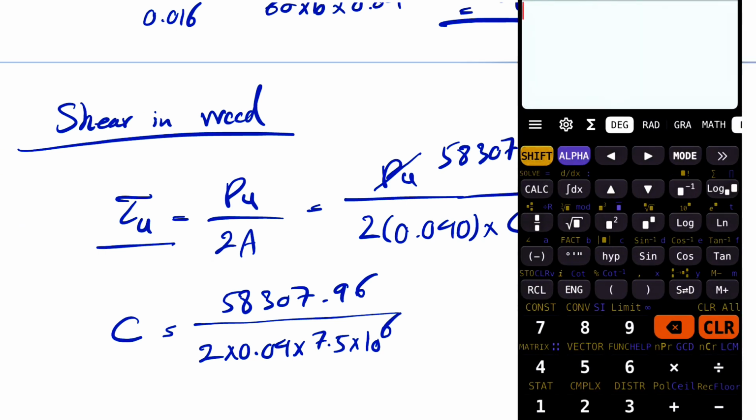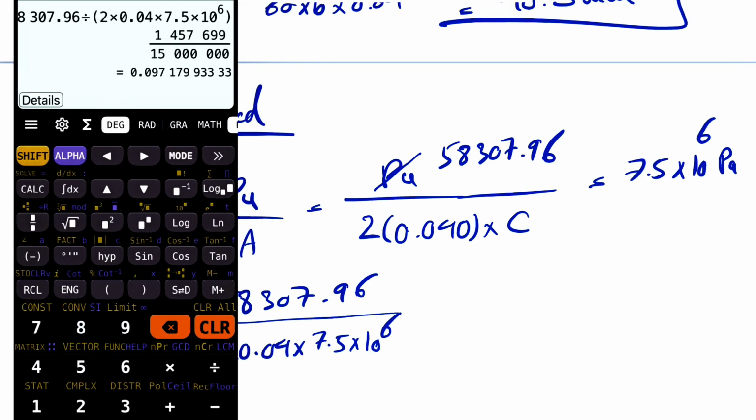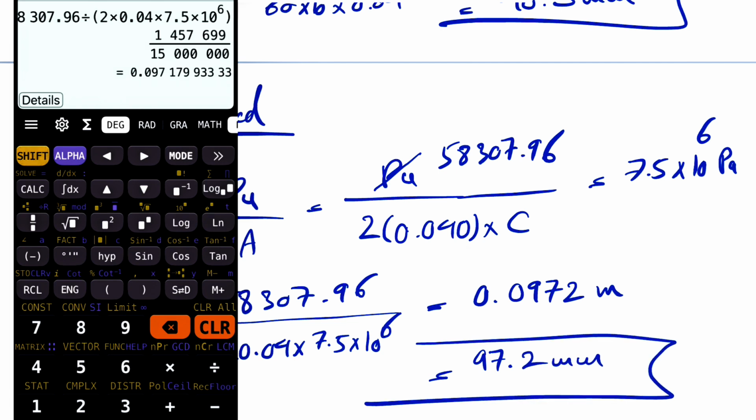Let's see what we get. 58,307.96 divided by 2 times 0.04 times 7.5 times 10 to the 6. And this is going to give us 0.0972 meter. So if we want to have it in millimeters, 97.2 millimeters. And that would be the answer for this C.